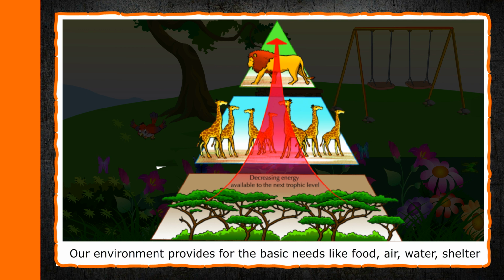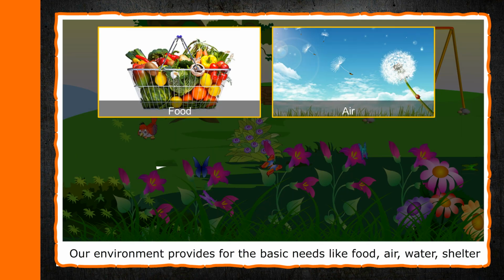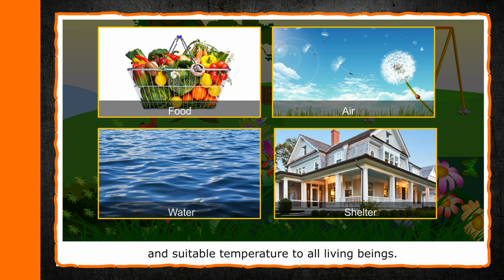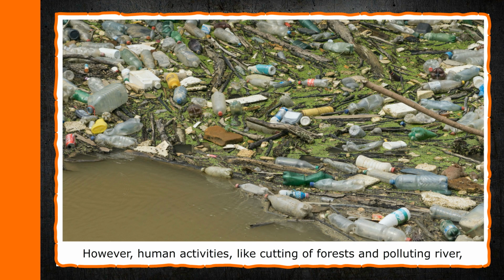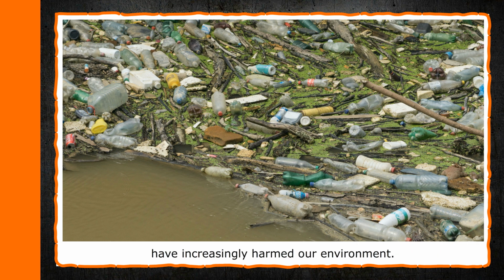Our environment provides for the basic needs like food, air, water, shelter, and suitable temperature to all living beings. However, human activities like cutting of forests and polluting rivers have increasingly harmed our environment.